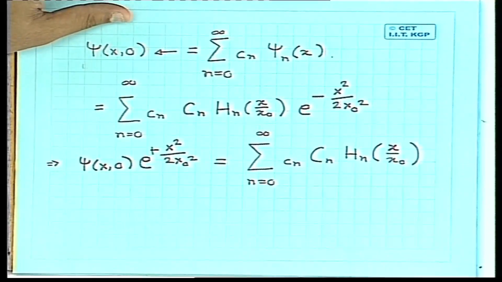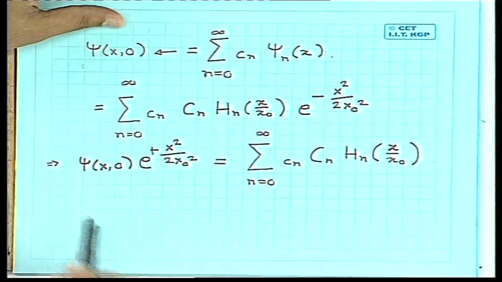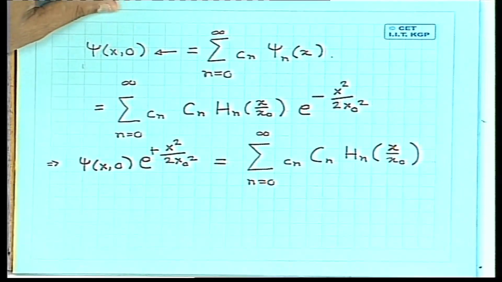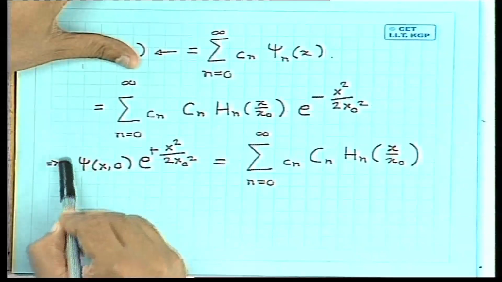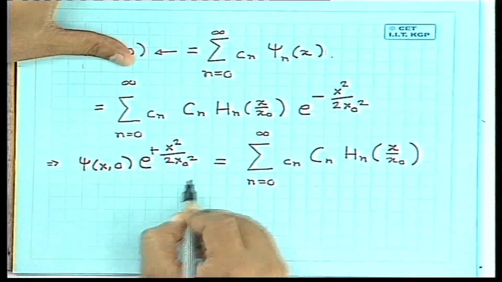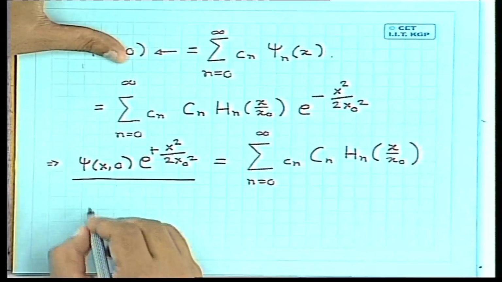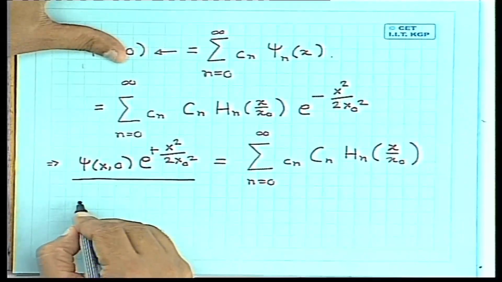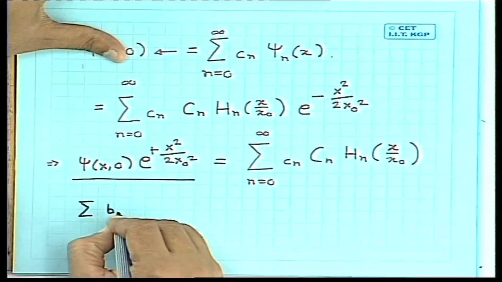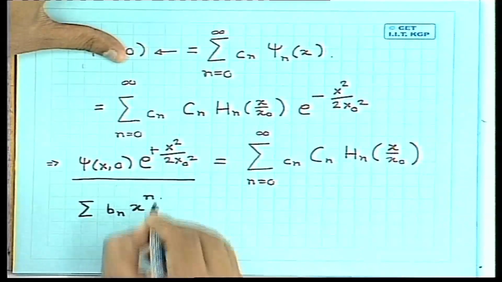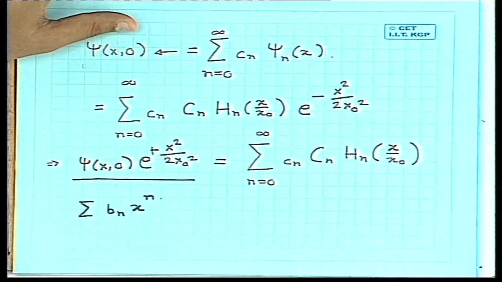Now suppose the wave function psi of x, 0, at the initial time, is such that this product over here can be expanded in a Taylor series. Suppose we can expand this function. Let us suppose that this is an analytic function and we can expand it in a Taylor series in powers of x. So we have b_n x^n. We are assuming that this is an analytic function and it can be expanded in a Taylor series like this.